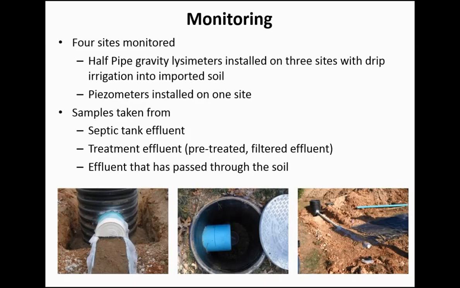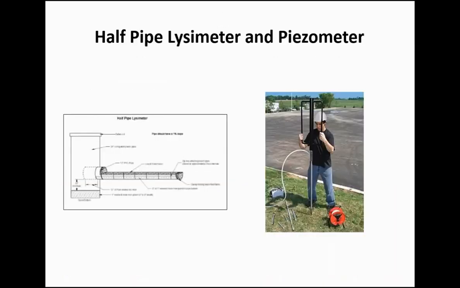and the piezometers, as you can see, are vertical pipes inserted into the soil at varying depth. At this site, with imported soil, the soil depth was 12 inches above the drip tubing. The approximate depth between the drip tubing and the lysimeter was from 1 to 9 inches, and it was monitored for about 20 months. This is a cutaway view of the half-pipe lysimeter and the piezometer being installed.